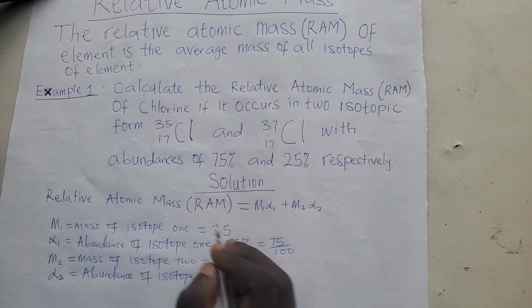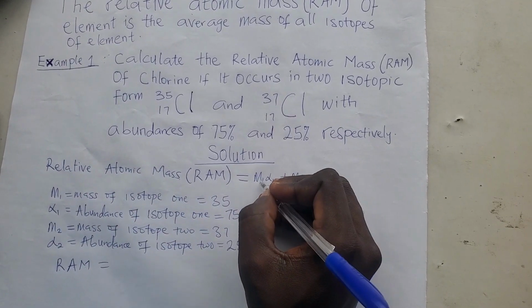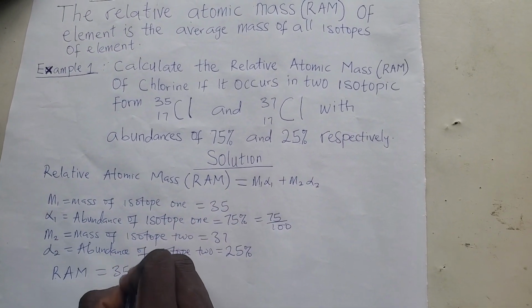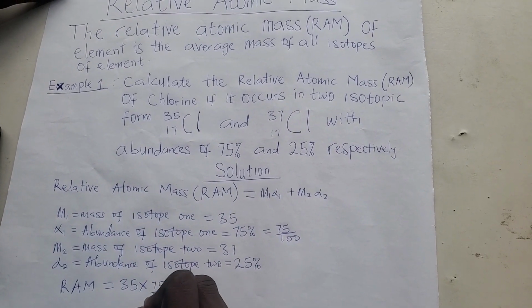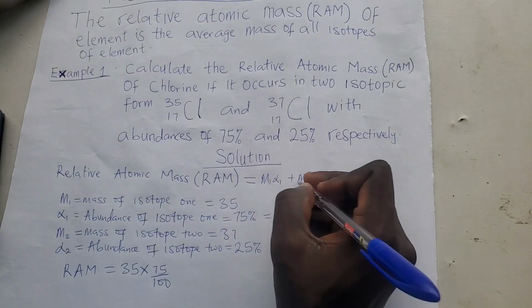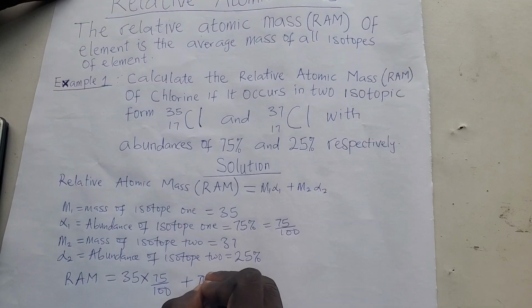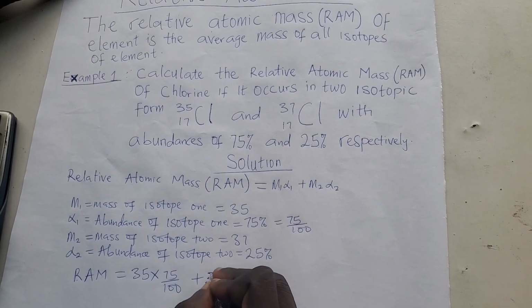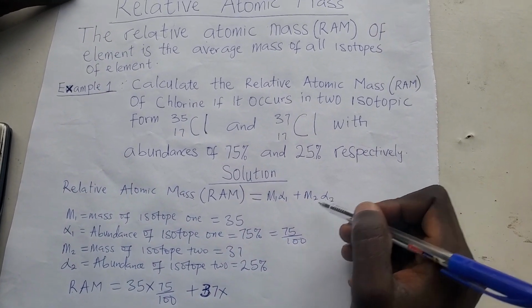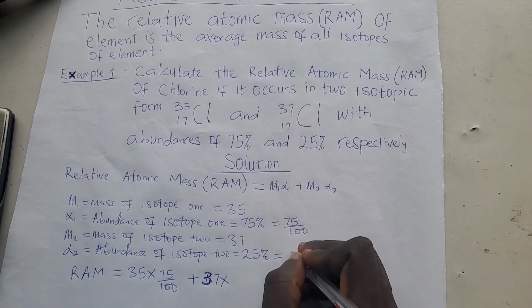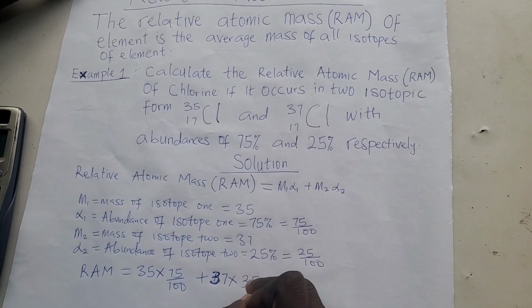So our relative atomic mass, let me summarize it as RAM, equals M1, which is 35, times alpha 1, which is 75 over 100, because you know that this is also the same thing as this. Plus M2, which is 37, times alpha 2, which is 25%. Our 25% is also the same thing as 25 over 100.